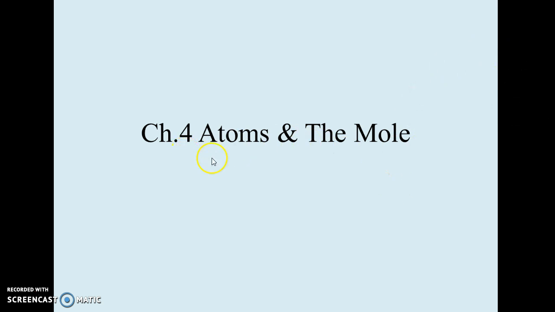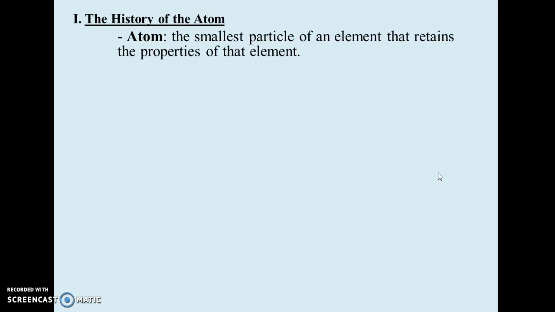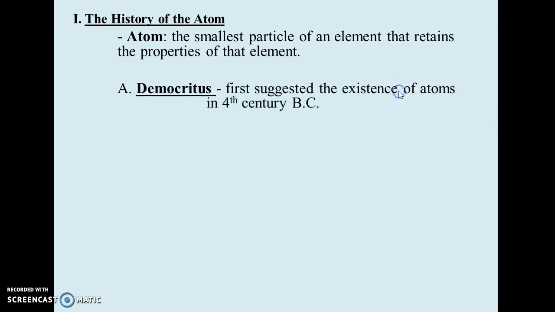All right, so we're talking about atoms in the mole. We did that intro activity where you got introduced to protons, neutrons, electrons, and the basic structure of atoms. So we're going to first talk about the history of atoms. To start, the atom is the smallest particle of an element that still retains that element's properties. So it's really the smallest unit of matter under normal circumstances.